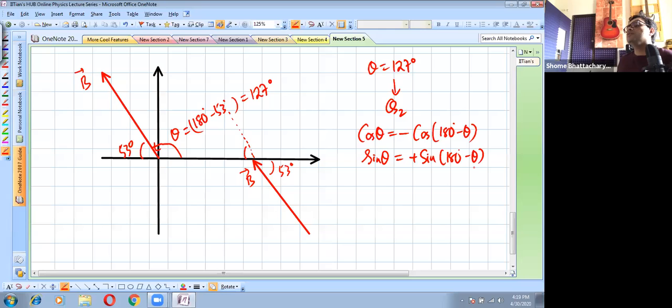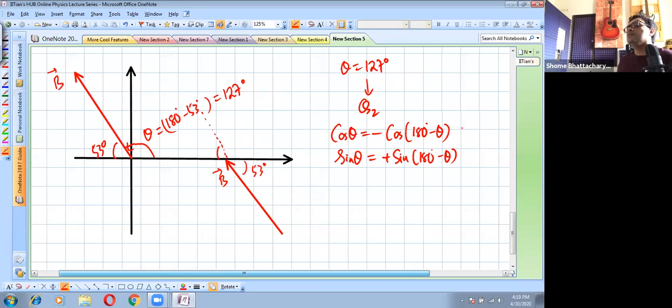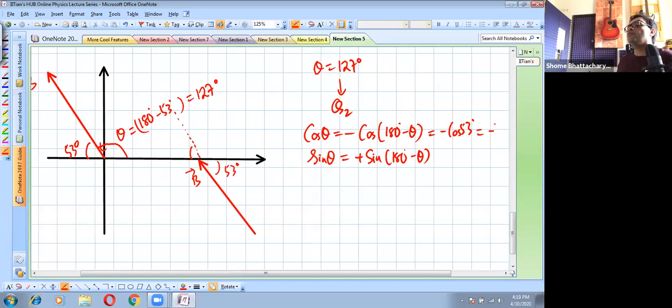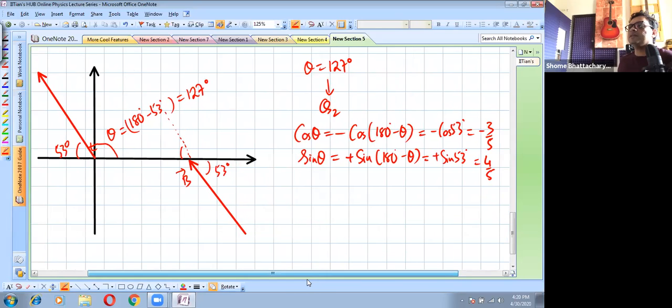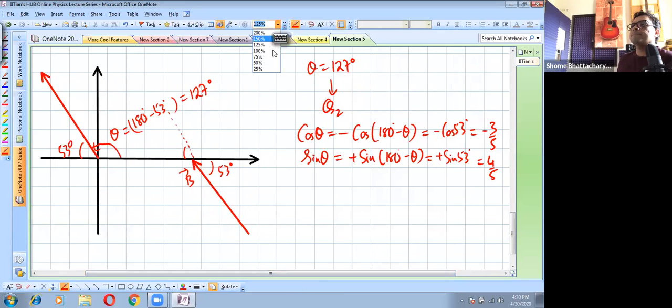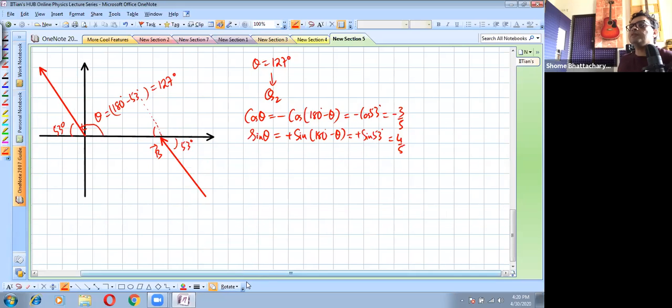When you substitute this, you will see that cos theta is becoming minus of cos 53, which further is minus of 3 by 5, and sin theta is becoming positive sin 53, which is actually positive 4 by 5. Let's make a quick correction here. So this one is actually minus of 3 by 5. Okay. This thing you know from the 3, 4, 5 triangle trick that I have told you. So this becomes the proper value of cos theta and sin theta.